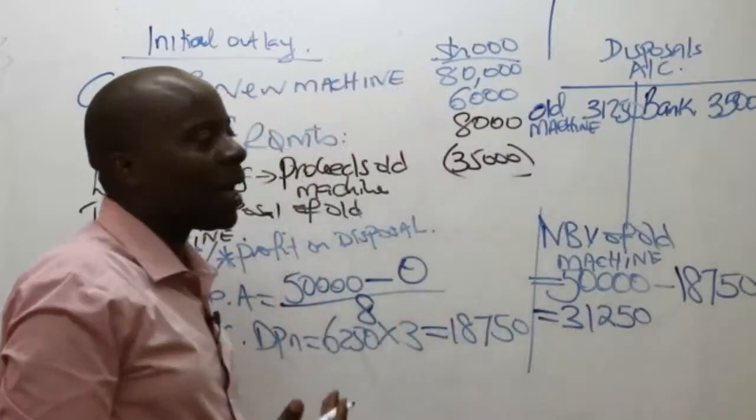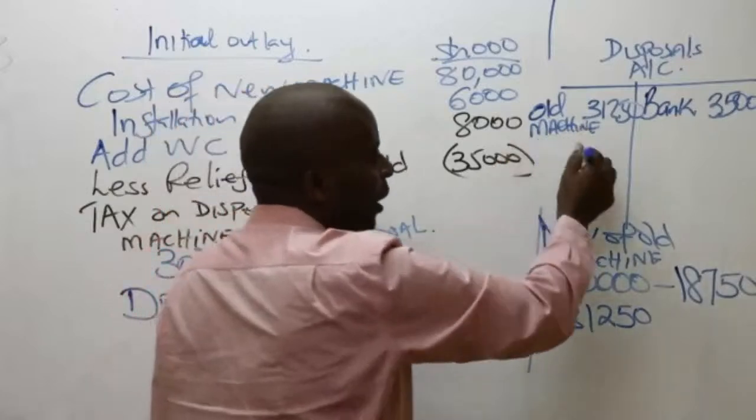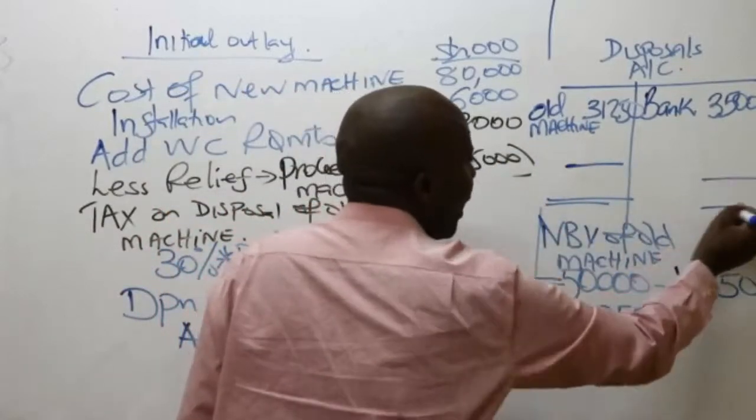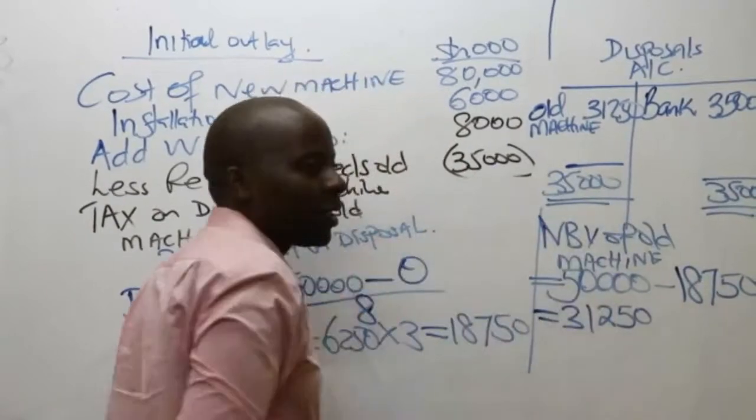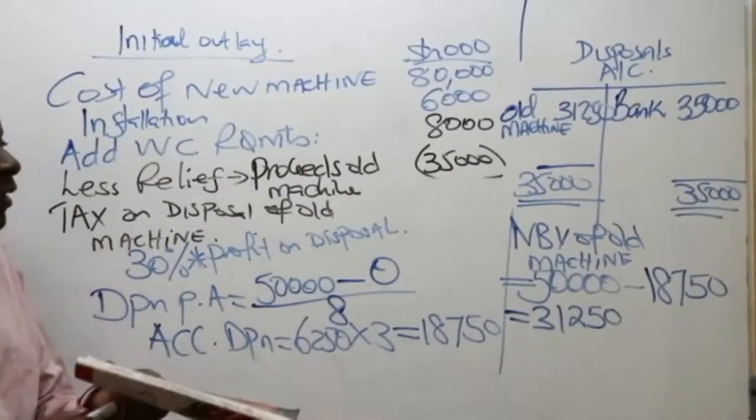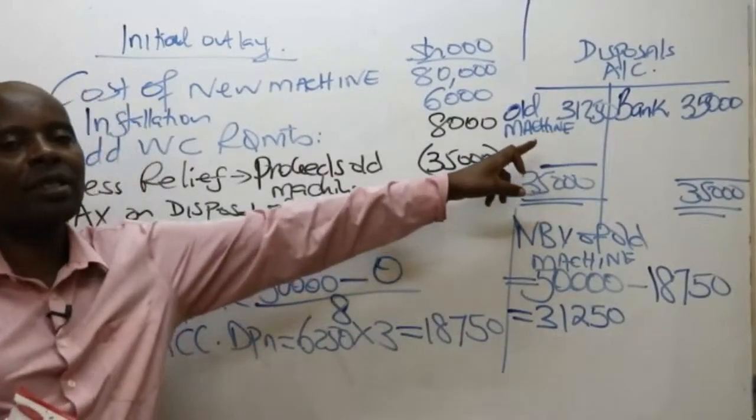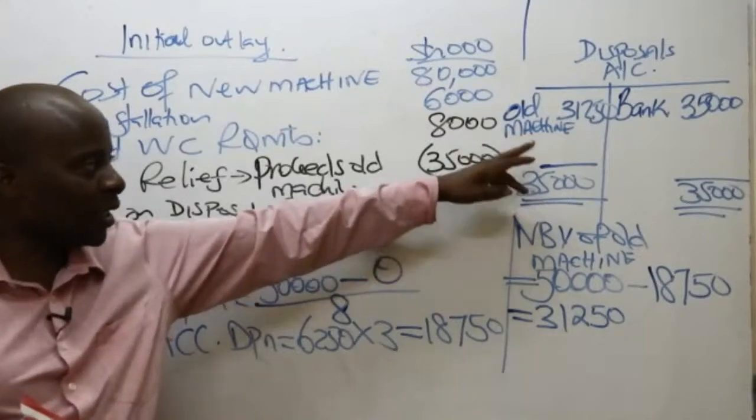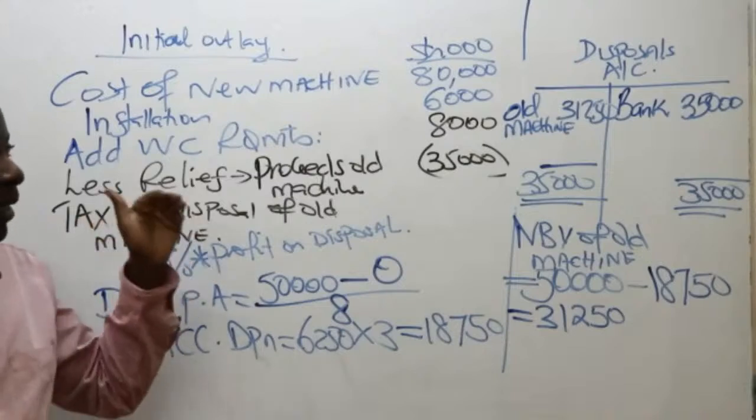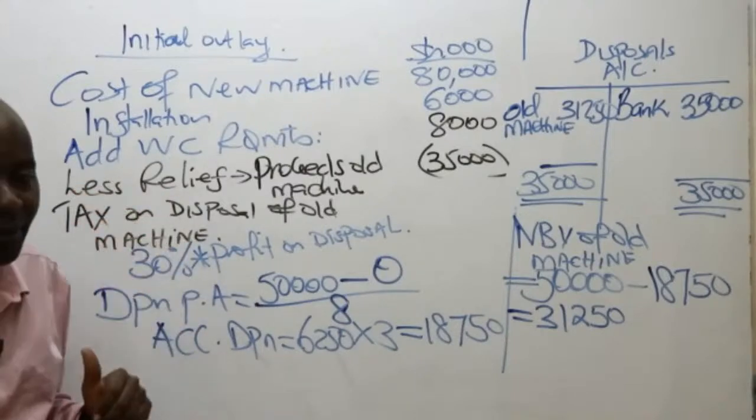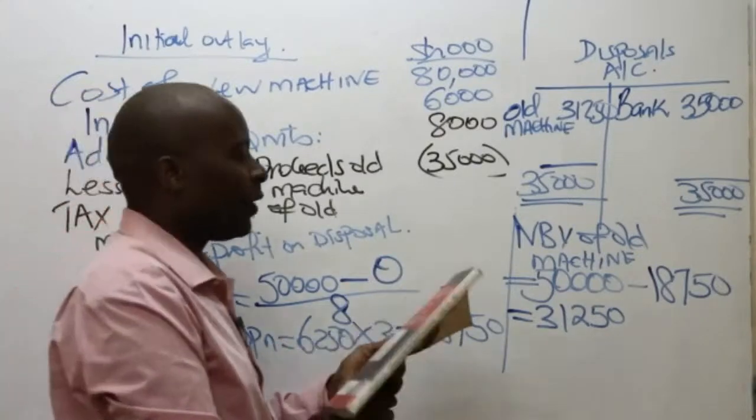From there, you balance your account. When I balance my account, I can see that the debit side is smaller. So I have both sides balancing at 35,000, meaning the balancing figure is coming on the debit side. The balancing figure will be 35,000 minus that 31,250. That gives us a figure of 3,750.